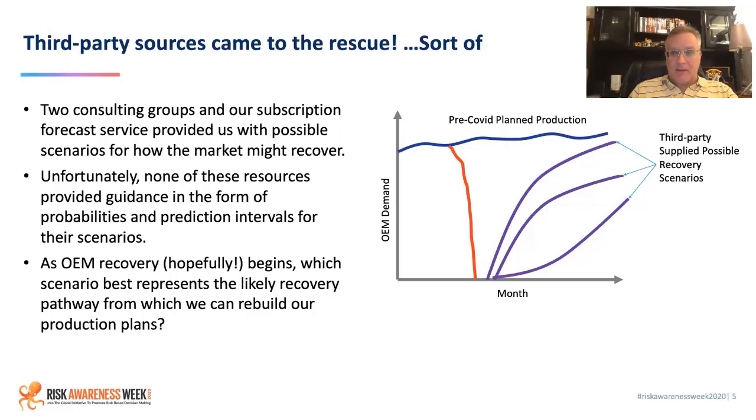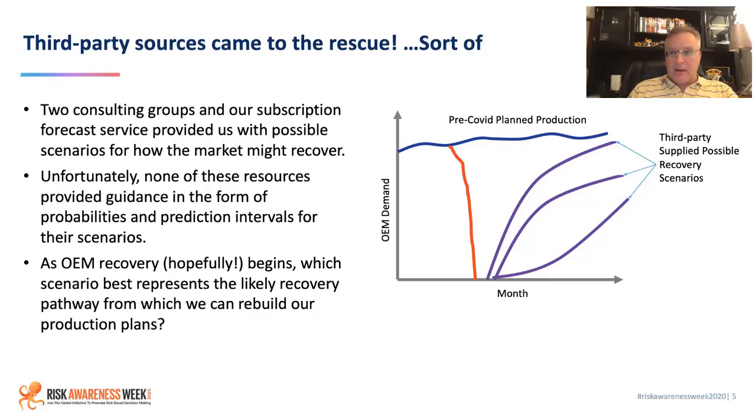Unfortunately, none of these resources provided us with some essential ingredients. Number one, they didn't give us any idea what probability any one of these scenarios could be the case. And they did not supply us with any prediction intervals around these scenarios, so that even if a particular scenario were to evolve, we didn't know what sort of variance would exist around the center line of that particular scenario.